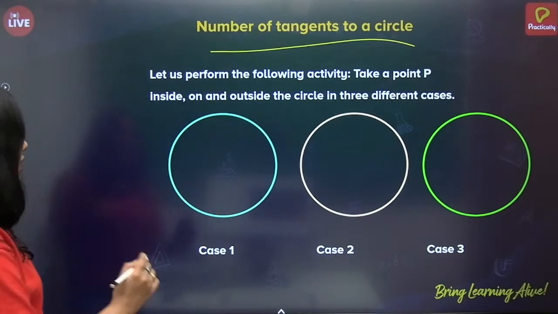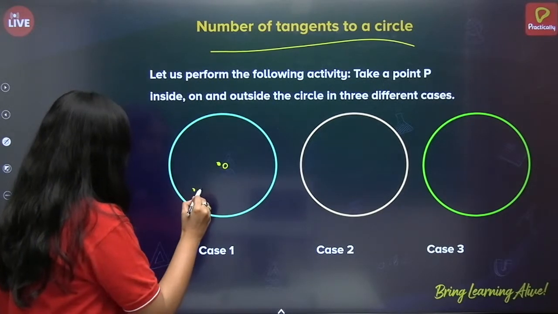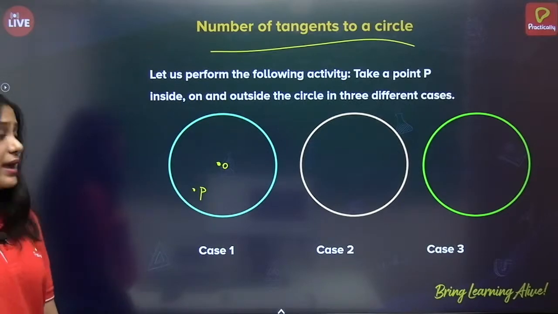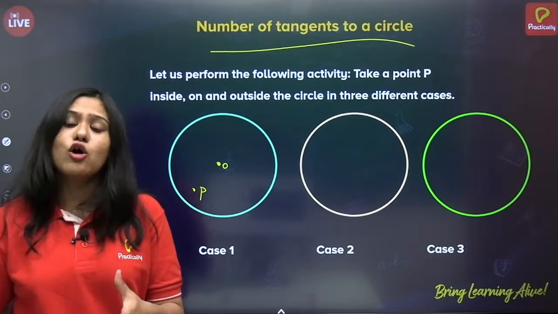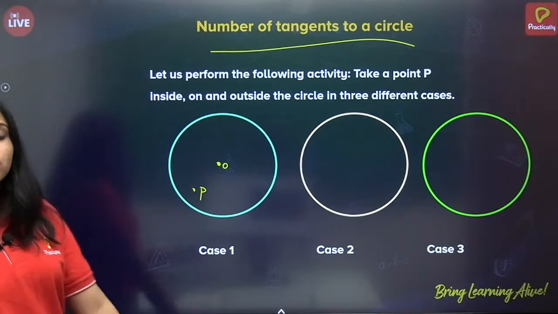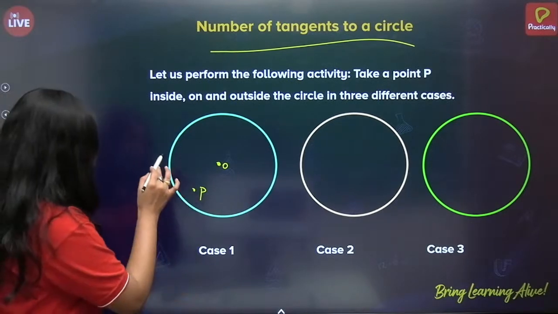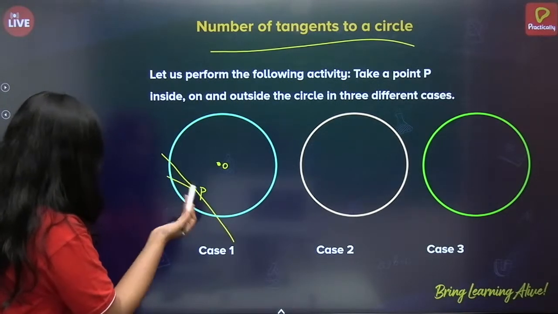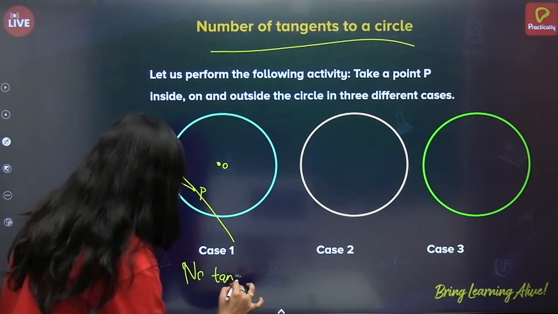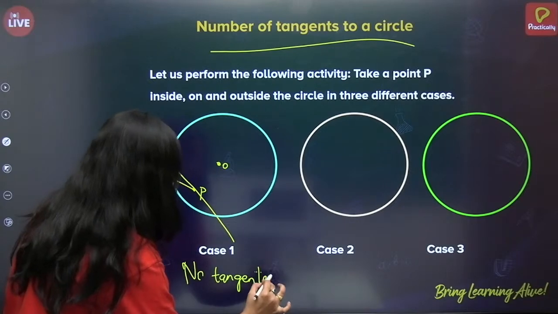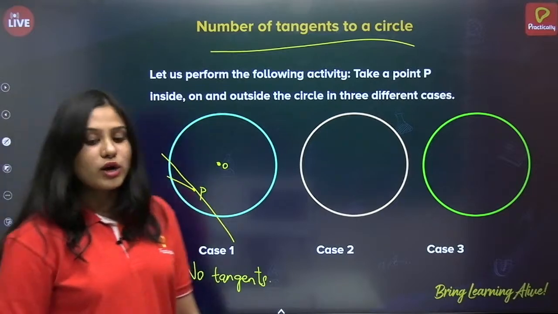In the first case, this is O, correct? Let me take a point P here. If there is a point P inside the circle, can I draw any tangent which passes through P? No, right? I cannot. Even if I draw this, nothing. So no tangents. Very good.